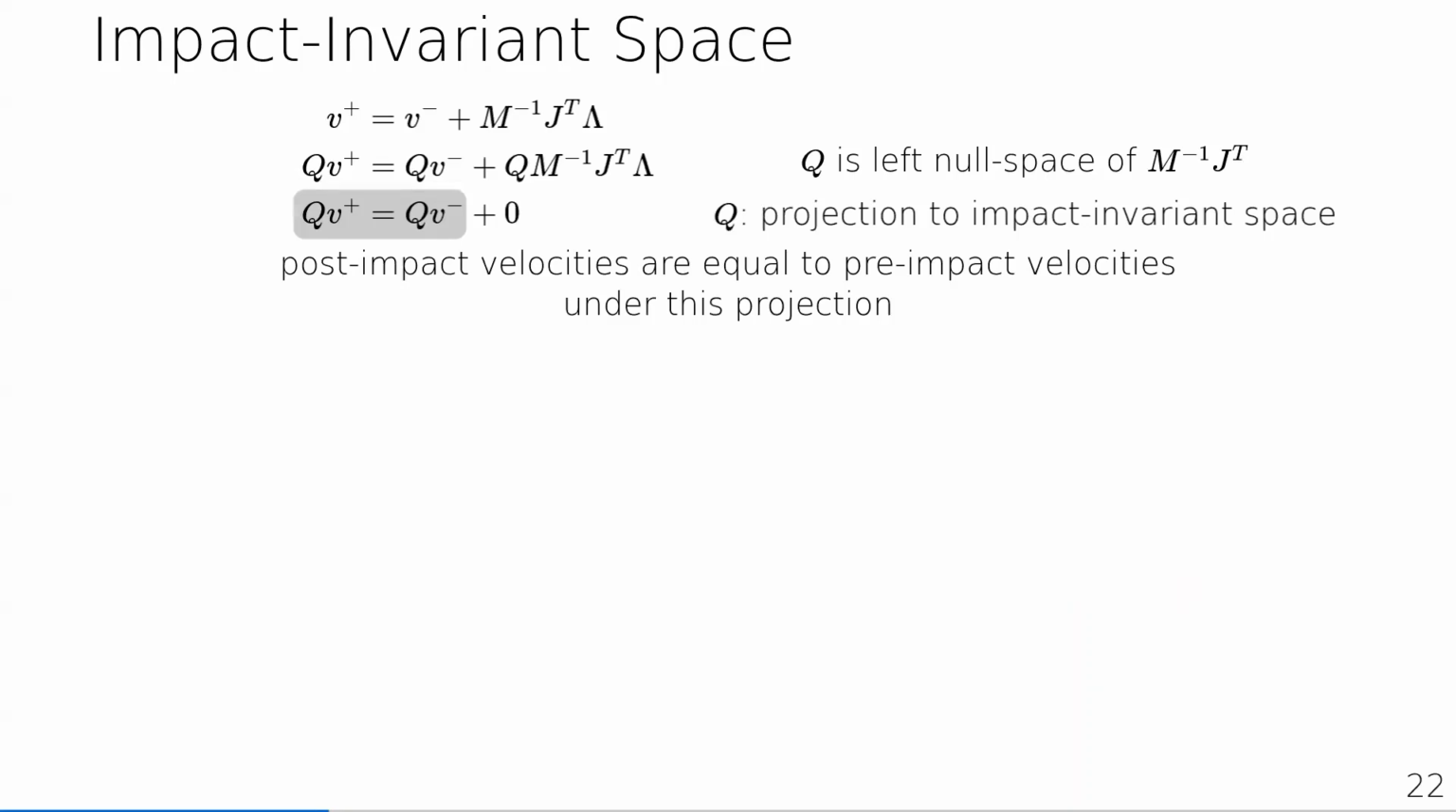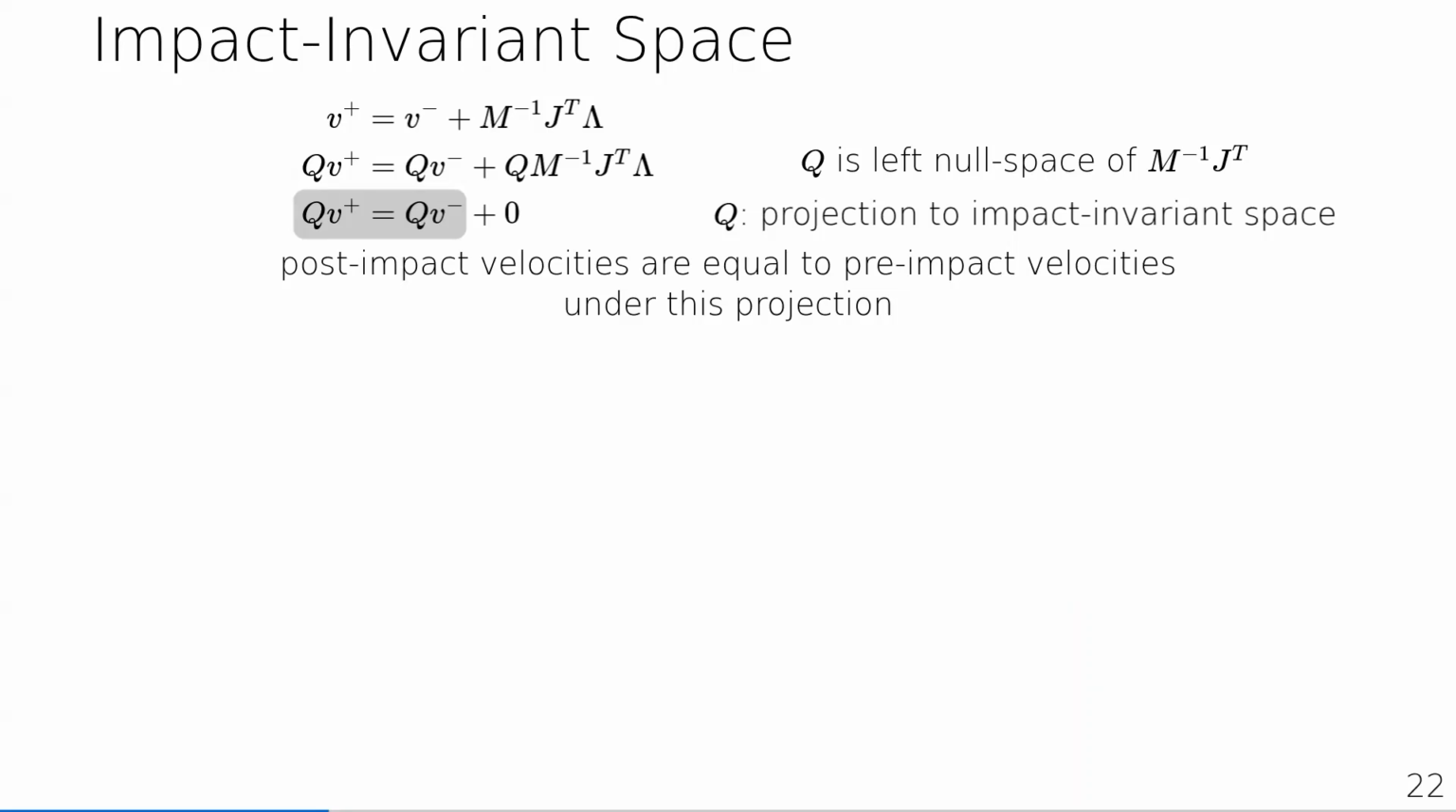Okay, how do we find the subspace? We look at the rigid impact map and notice that if we take the left null space of M inverse J transpose, we can multiply that by both sides of the equation and see that in the impact invariant space, the post-impact velocities are equal to the pre-impact velocities.